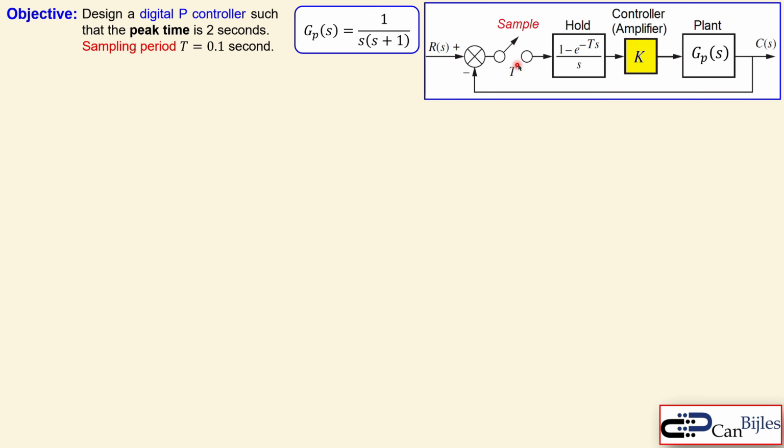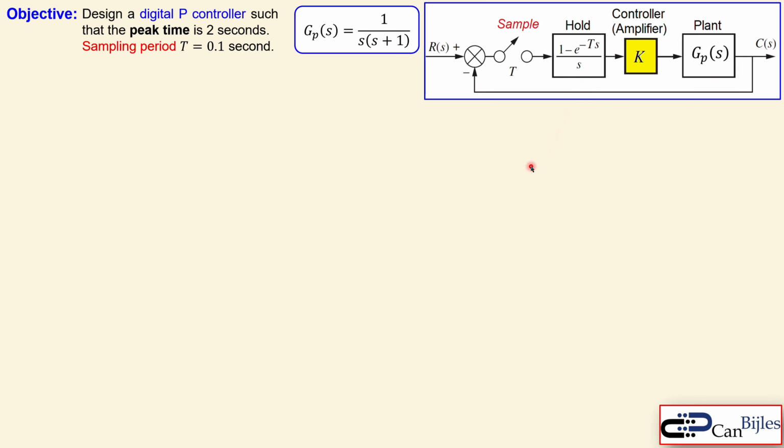So that sampling goes with a period of 0.1, or it is sampled with a frequency of 10 Hz, which is 1 over the sampling period. We also need to hold that value, and that holding operation is done here, and that is the transfer function in the S domain for that holding process.